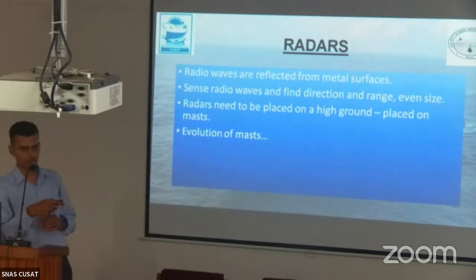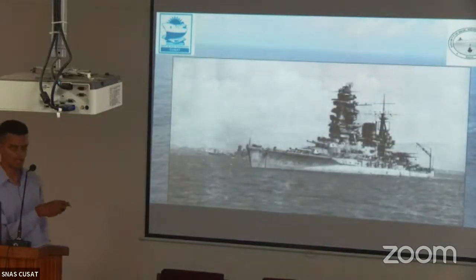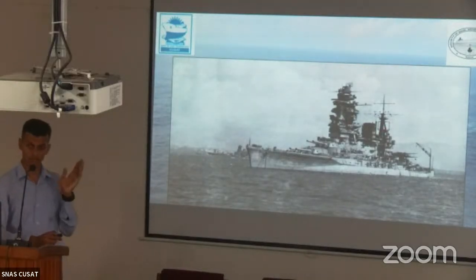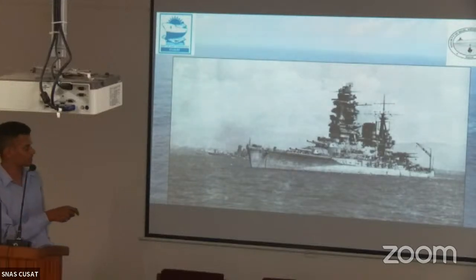Now we'll see how radars have evolved over the period of time. This is a World War II era Japanese battleship, and you can see a very bulky kind of a mast, a very heavy structure. And on the top, you can see radars. There are multiple masts in this ship. In that era, the crew of the ship largely depended on visual detection to find out where the enemy ship is. Because of that, we needed to place lookouts on these structures.